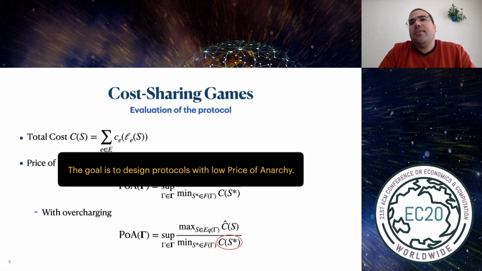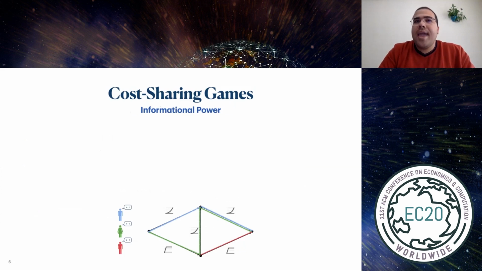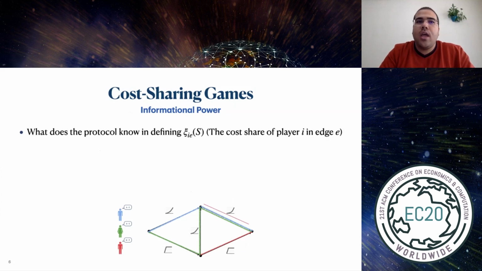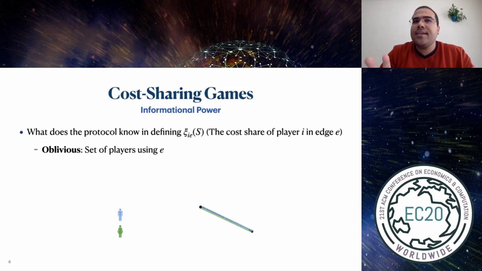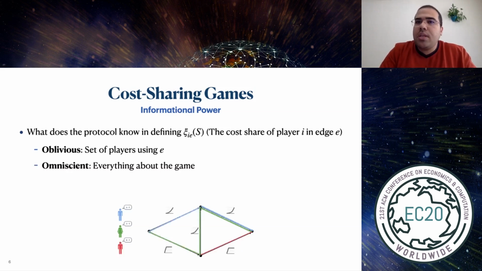But the question is, what power do we have in designing such protocols? Here we have three classes of protocols based on the informational power we have in defining Xi sub IE of S. There are protocols that use nothing but the set of players using the edge to share the cost of that edge among the players using it. We call these protocols oblivious. In the other extreme are protocols that have all the information about the graph and the players to determine the cost shares. We call this class omniscient protocols.